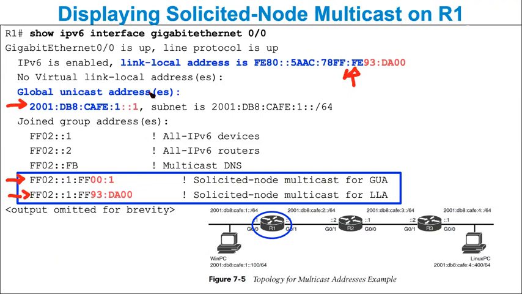And as I mentioned before, you'll notice kind of a relationship between these. Look at this last part of the global unicast address and the last part of the solicited node multicast. Same thing here. Okay, there's an association. There's actually the last 24 bits match. That's not an accident. We'll get there.